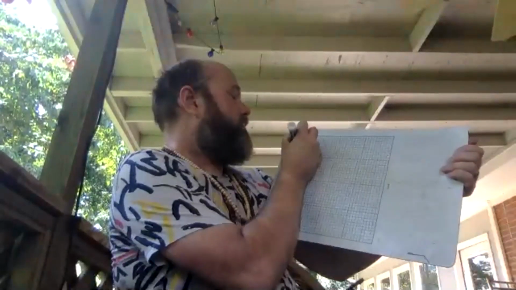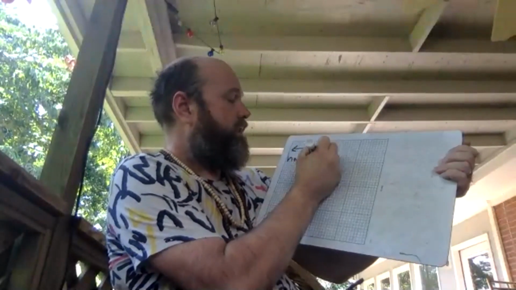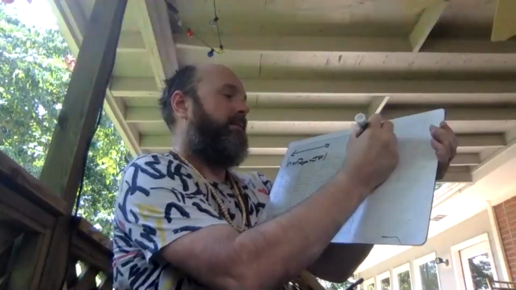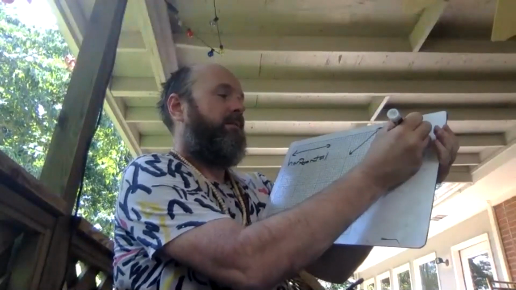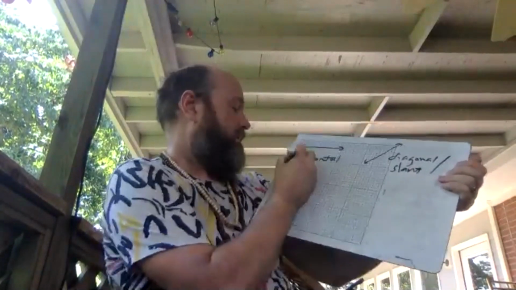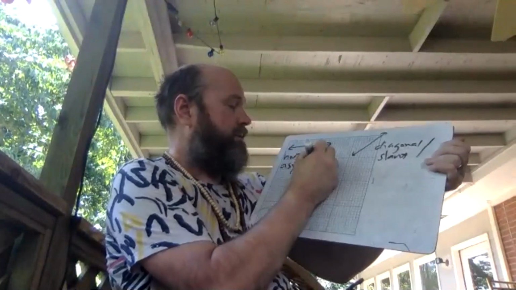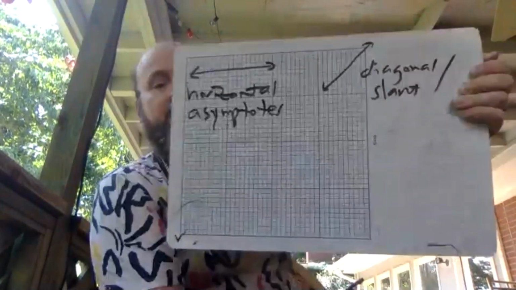On the other hand, other kinds of asymptotes are horizontal asymptotes. And you've seen these already as well. And you can even have diagonal or slant asymptotes. These we're going to not talk about for now. I just wanted to mention horizontal asymptotes as well.